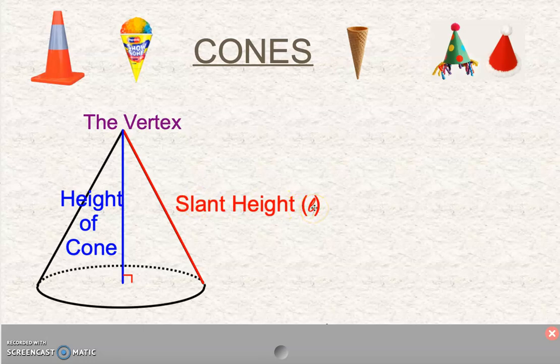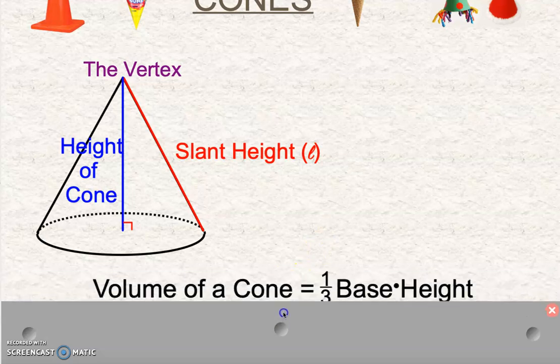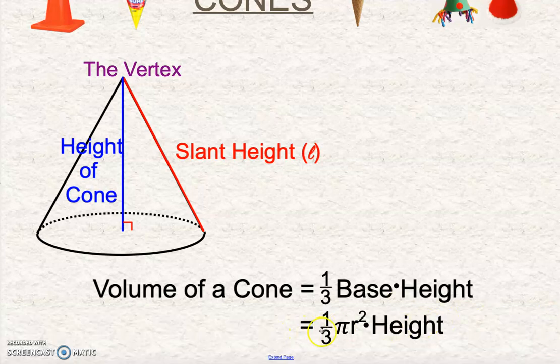But the volume of a cone is the exact same formula as the volume of a pyramid. So the formula for the volume of a cone is 1/3 times the area of the base times the height. The only real difference is, what shape is the base of every cone? Well, the shape of every cone's base is a circle. So we can adjust this formula slightly and say that the volume of a cone is 1/3 pi r squared, the area of the base, times its height.